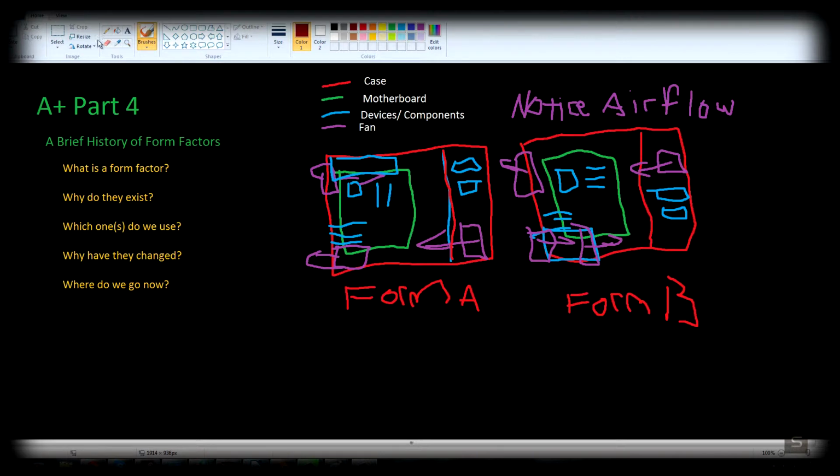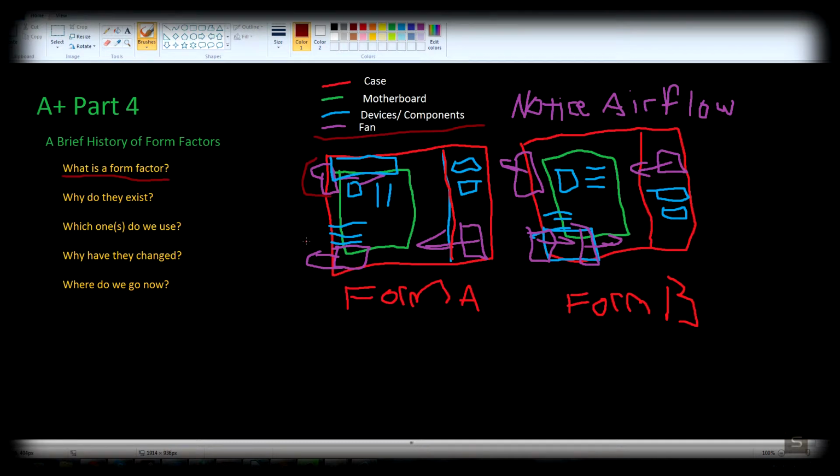We'll start where we should start. What is a form factor? Over here you'll see my diagram and my little key. Red means case, green means motherboard, blue means devices, and purple means fan. Below you'll see Form A and Form B, and you'll notice there are some differences. First of all, the fan placement is different.